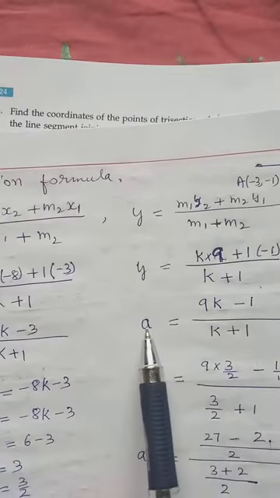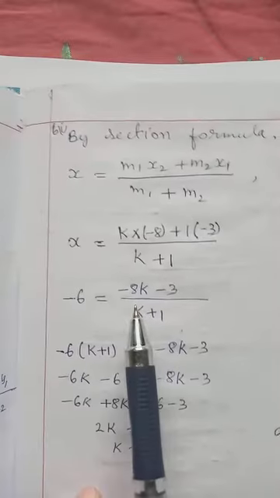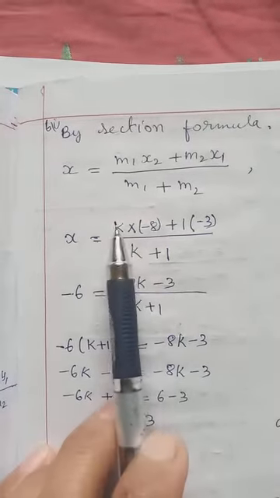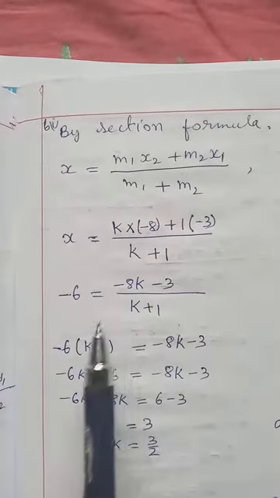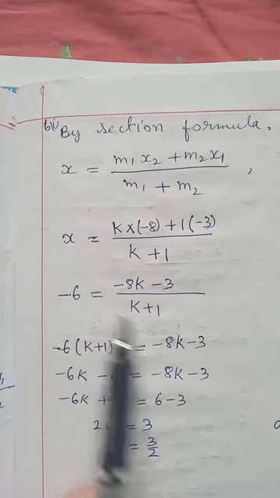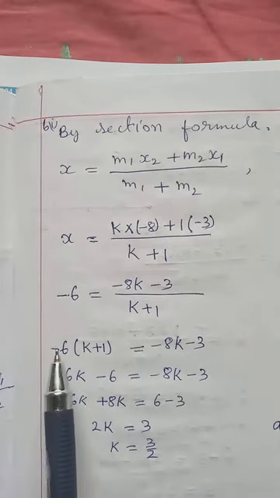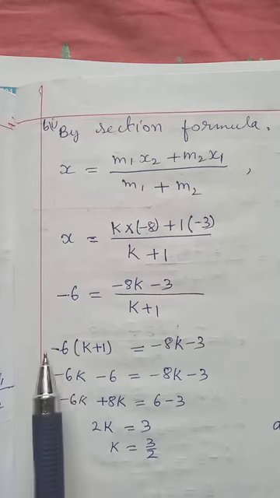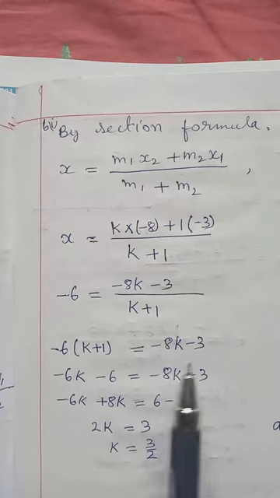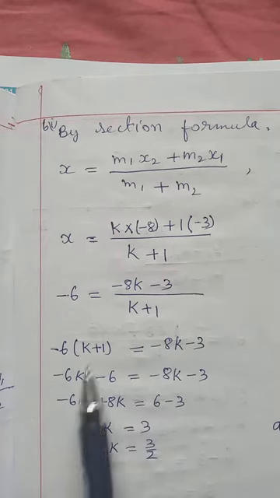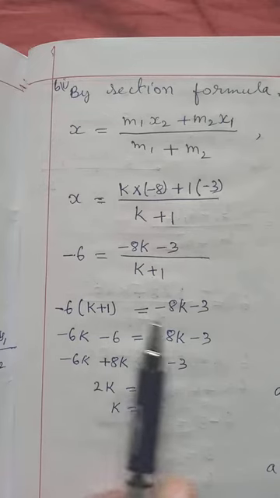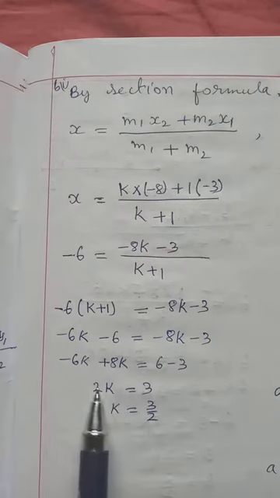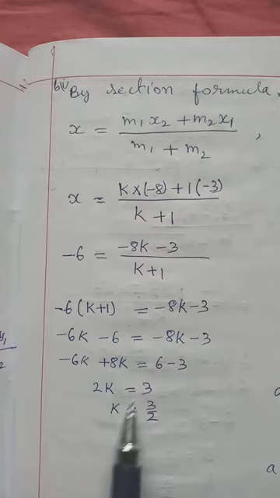This side we have 2 alphabets, a and k. This side we have only k. So let us solve this side first. K into -8 is -8k, plus 3... Since we have equal, we can cross multiply. So -6 into k is -6k, -6 into 1 is -6. K terms bring to one side, those that don't have k to the other side. This is minus, bring to the other side it becomes plus. This is minus, bring to that side plus. 8 minus 6 will be 2k. 6 minus 3 is 3. So the value of k is 3 by 2.